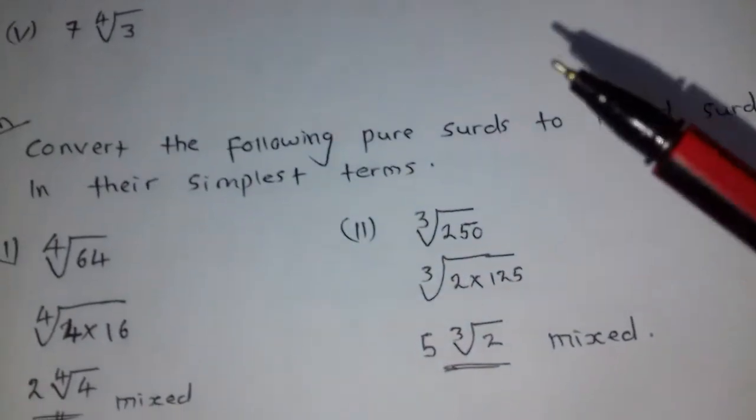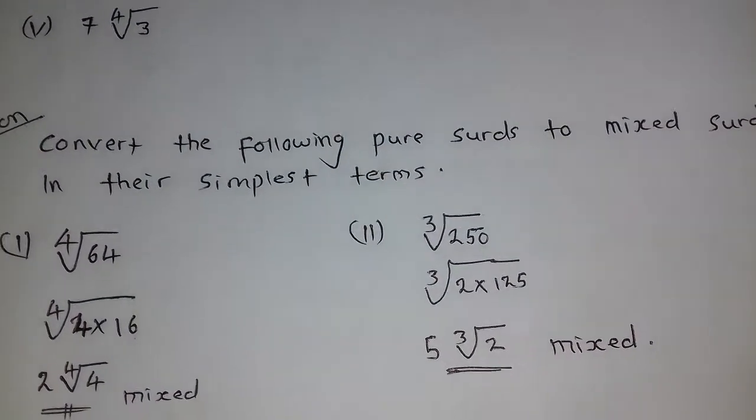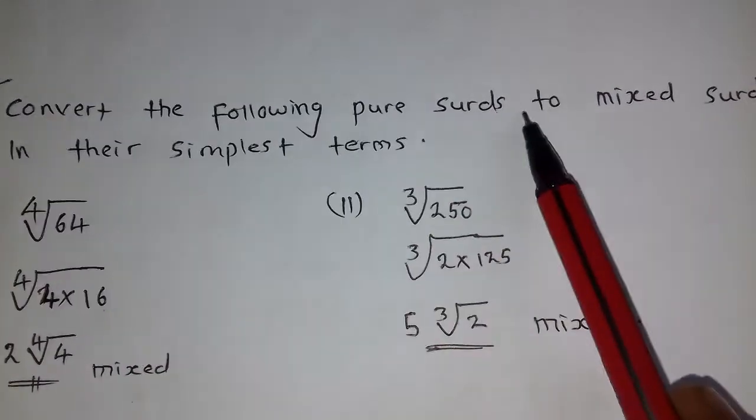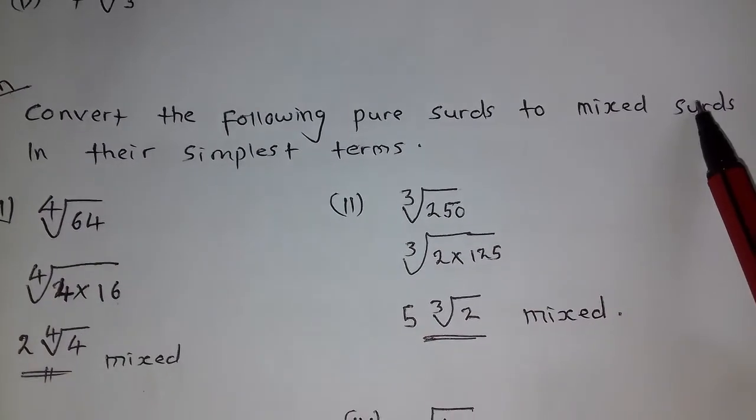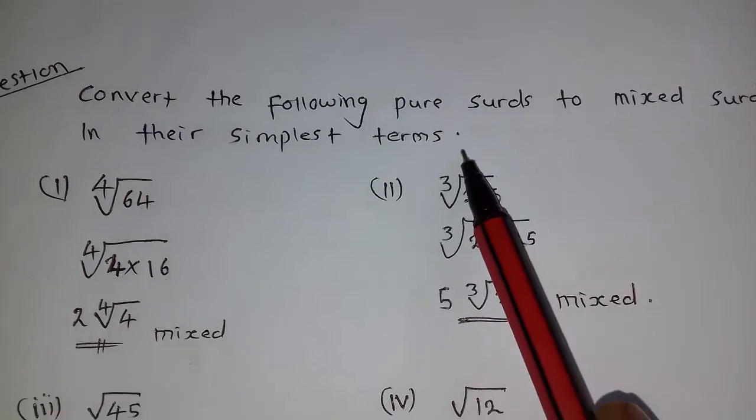Alright, that was perfect. Now, let's move on to the next subtopic. We were converting sides from mixed to pure. Now this time around, we are converting pure sides to mixed sides. This is very simple. So we are converting them in their simplest terms.